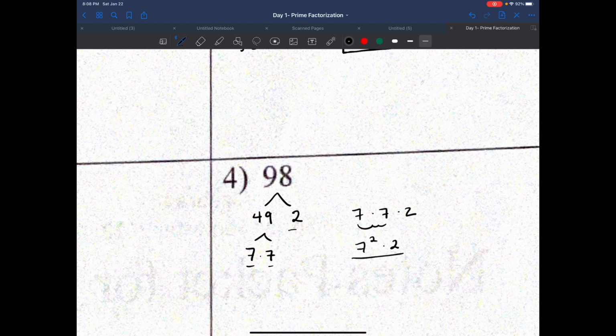Now I'm going to look at 98. Well, I have 49 times 2, and then 49 can be broken down as 7 times 7. So then I'm left with these primes, so I'm going to write 7 times 7 times 2, and then I'm left with 7 squared times 2. This is already prime factorized.